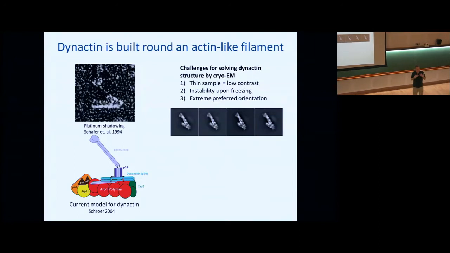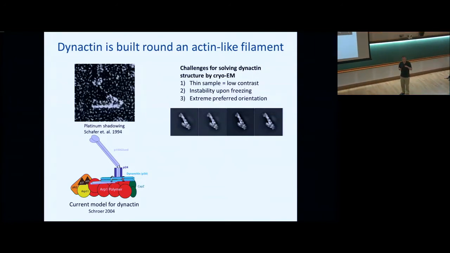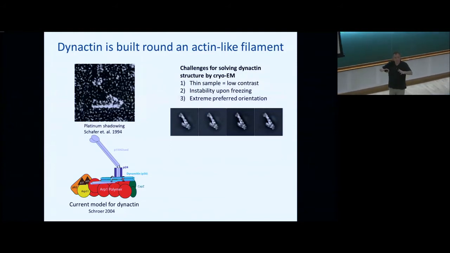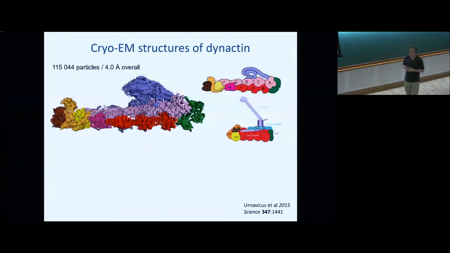And so we had to do a few different things to get over this. We used thicker ice, we used a carbon support layer on the grids, and we also modified the protein with a crosslinker, which changed its surface properties enough that it laid down on the grid differently. And when we did that, we were able to see all these different orientations of the molecule and able to get a proper 3D reconstruction from it.